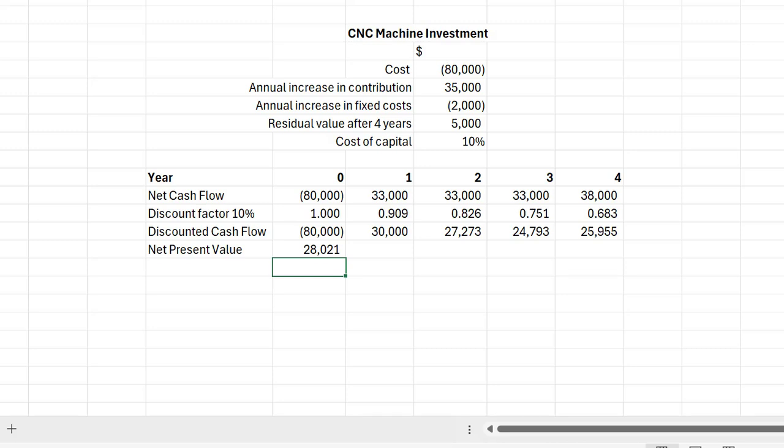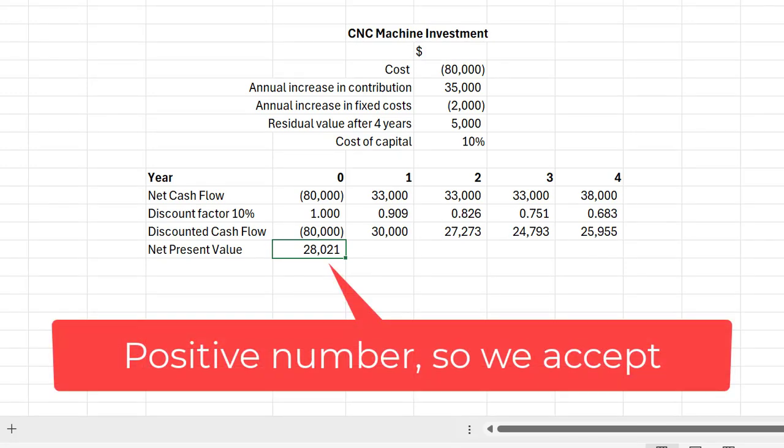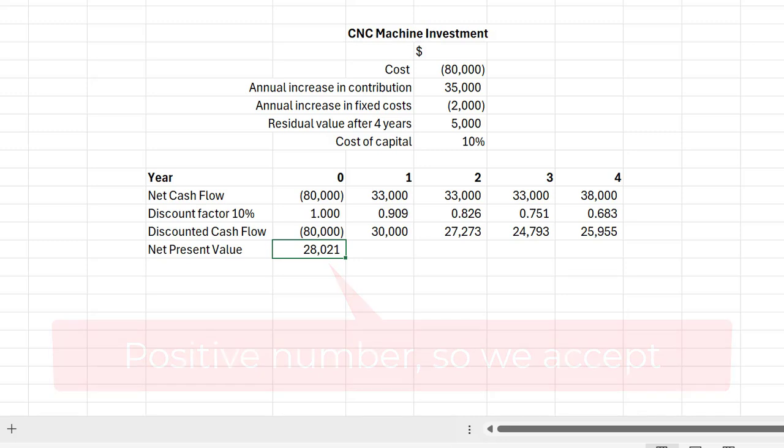That number is positive. That tells me I will be wealthier by $28,000 if I invest in this CNC machine than I would be if I had just left that money in the bank earning the 10%. So yes, I should invest in the CNC machine from a financial perspective.